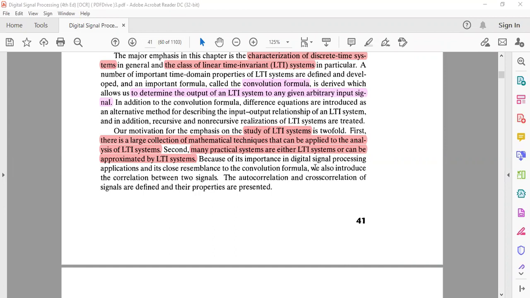Because of its importance in digital signal processing applications and its close resemblance to the convolution formula, we also introduce the correlation between two signals. So now we have two important terms here, the convolution formula and also the correlation. But like we are saying, we'll look at each one of them separately. Of course, these are related to the autocorrelation and the cross correlation of signals that are defined, and their properties will be presented. So let's dive into this second chapter.